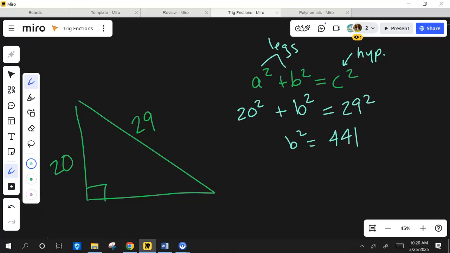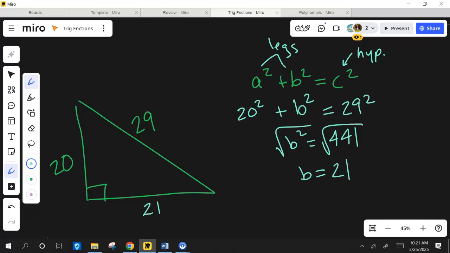Is that a perfect square? Now, if I didn't get a perfect square, I've got to rewind back to my Algebra 1 and Algebra 2 skills of simplifying radicals there. I know.